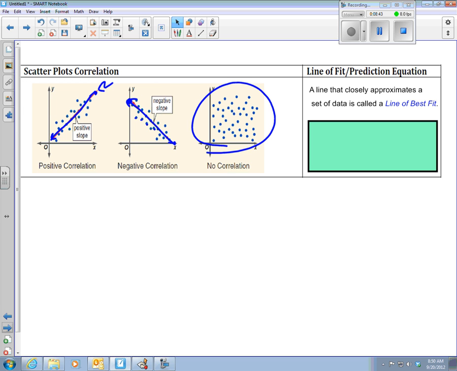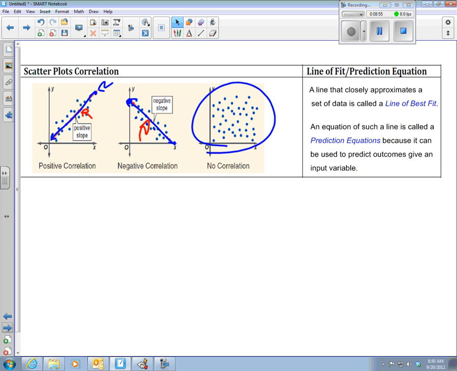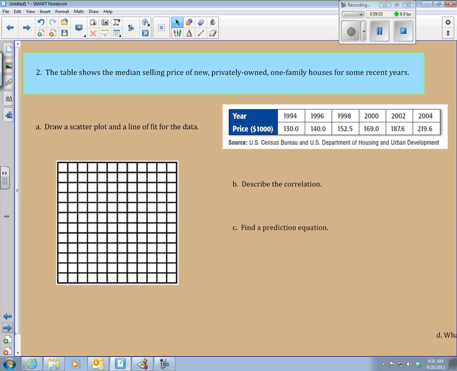A line that closely approximates a set of data is called the line of best fit. These two right here are what we would call lines of best fit. An equation of such a line is called a prediction equation because it can be used to predict outcomes given an input variable. And that's what we did with this last problem. And we're going to try another one now.